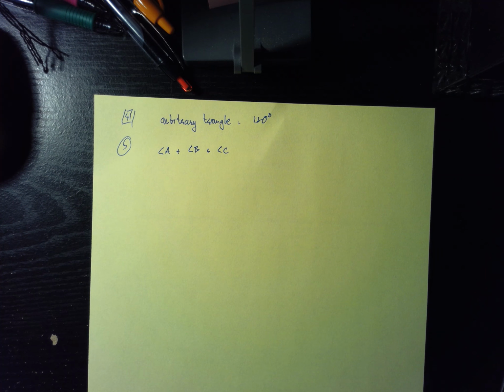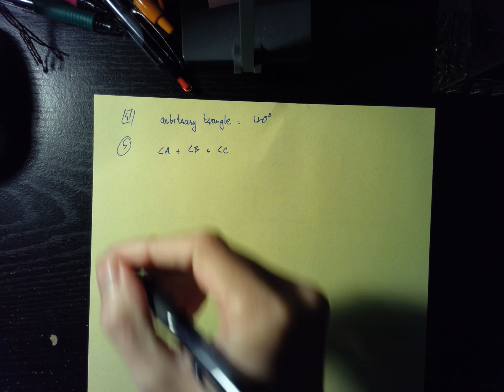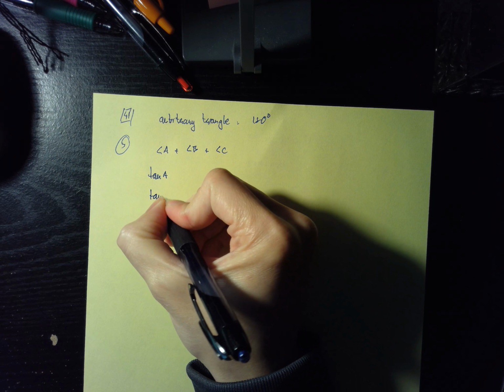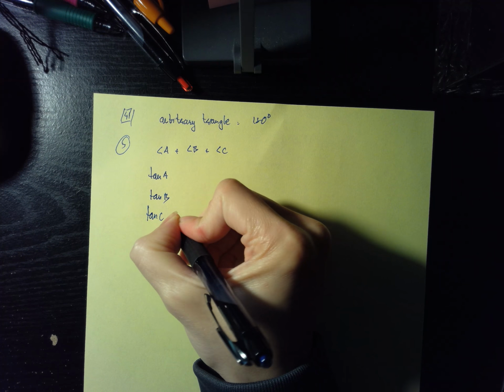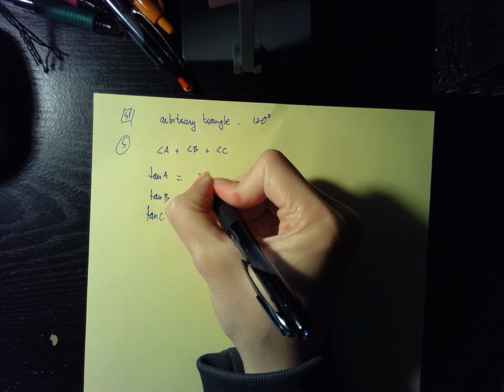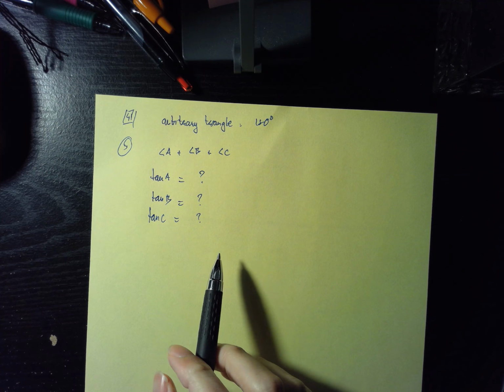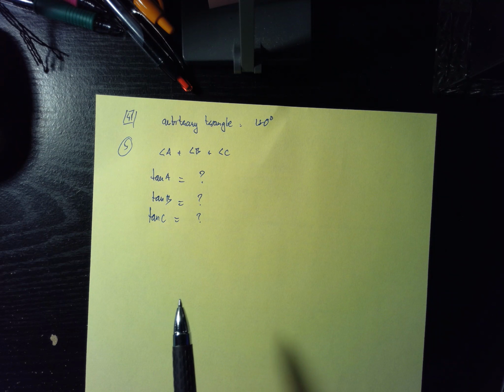Some students approach the problem like this. They calculate tangent of A, which is good, then tangent of B, then tangent of C, right? And it gives you the value here. Okay, then you take the inverse. But if you do it like that, it might give you a decimal number.